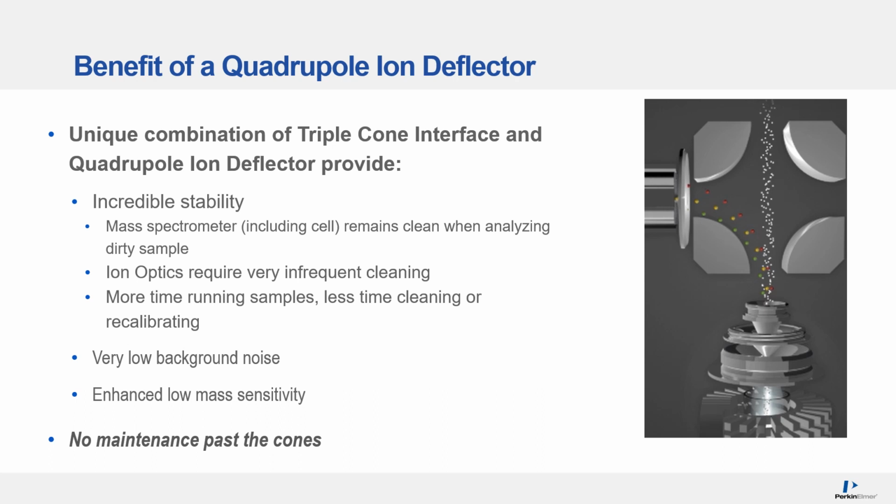This helps to contribute to very good stability and very low background noise, and it helps to keep the system cleaner longer because we do not have charges on our cones to extract any ions. So no charged surfaces means nothing really wanting to attract to those cones, so they're cleaner longer. The other benefit is there is no contact with the ion stream within the quadrupole ion deflector. So these surfaces do not need regular maintenance. So really there is no maintenance past the cones in the NexION ICP-MS series.